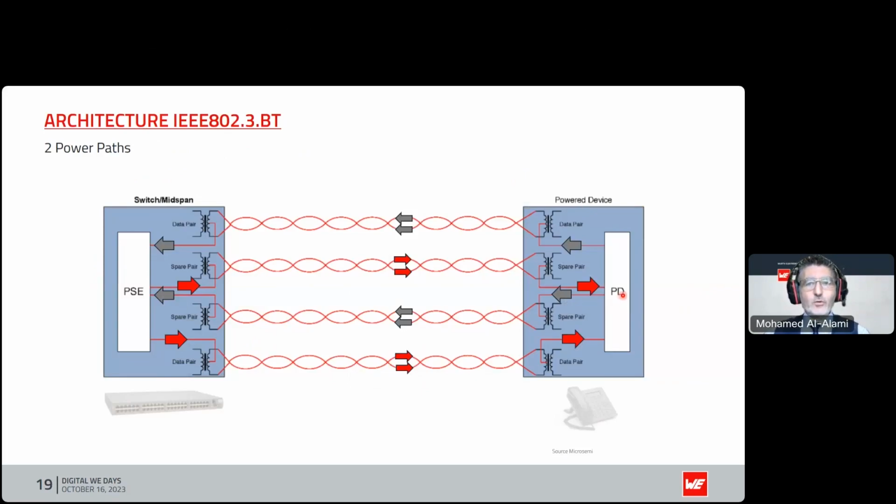Now, so far, we've only been talking about type 1 and type 2. We've only been looking at a limitation of 25.5 watts, either spare pair or data pair. Now we've come to the .BT standard, where you can send power over all four pairs at the same time. So before it was either or, now you can send it over all four, and that allows us the higher levels of power, as I said, up to 90 watts with the extended power capability.